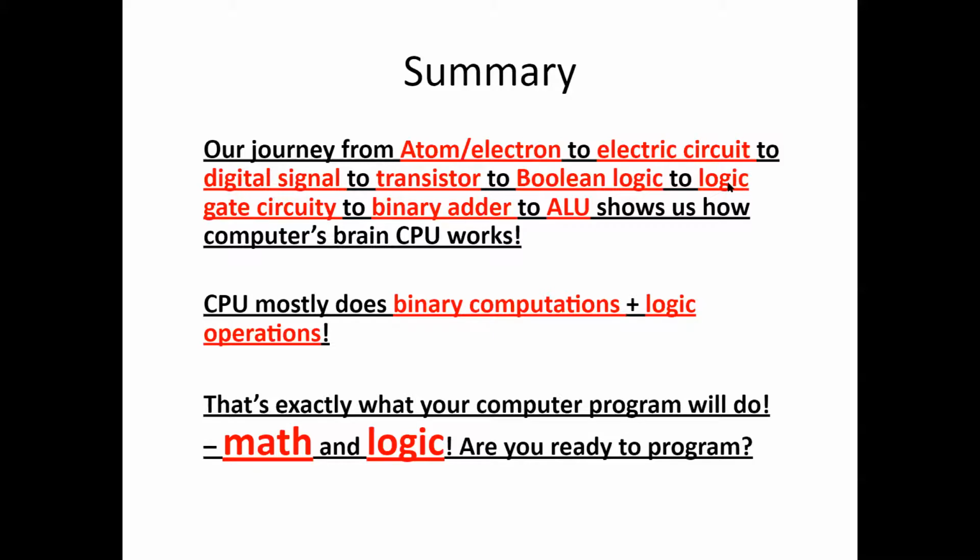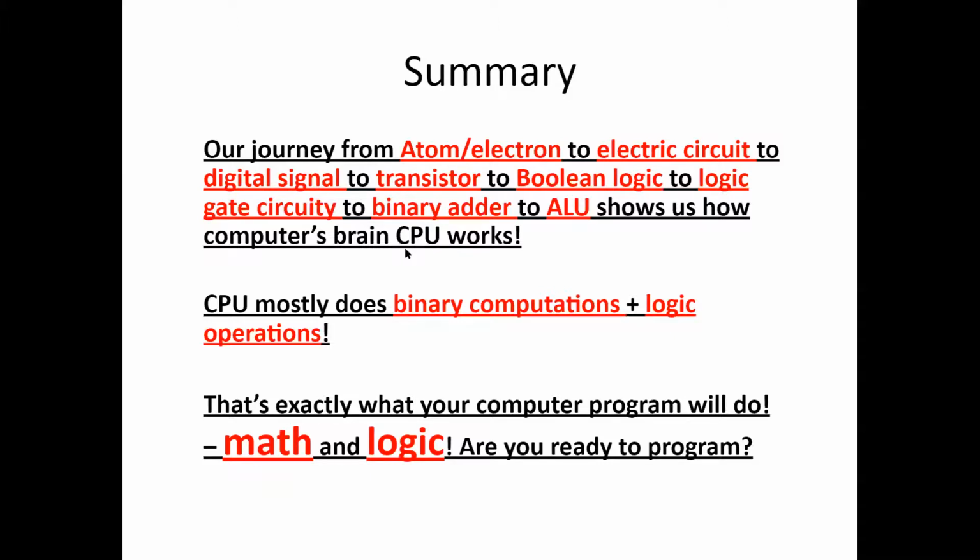And from these more complicated logic gates, we saw how we could create a simple binary adder. And we went from a half adder to a full adder. And then we saw how the single bit ALU works. And then we saw the 32 bit, and so the computer can also do 64 bit. And so that shows us how the computer's brain, or the CPU, works.